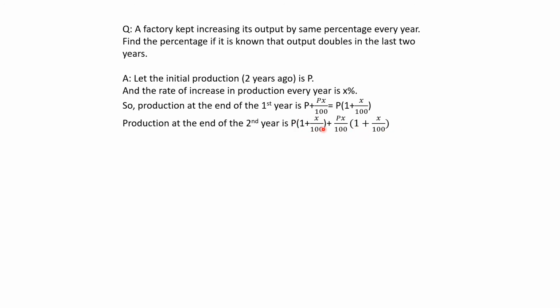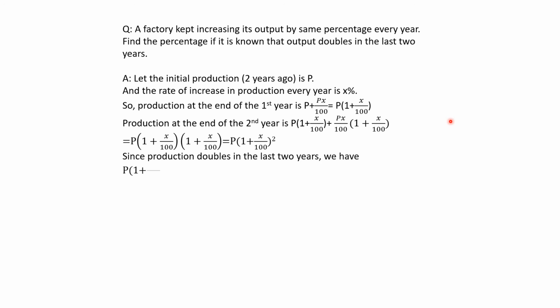This is the production at the end of the first year, and this is the percentage increase of the production of the second year. That means first year end. So we can write it as P whole into 1 plus X by 100 into 1 plus X by 100, or it is P whole into 1 plus X by 100 to the power 2. Now, since the production doubles in the last 2 years, we have P whole into 1 plus X by 100 to the power 2 equals to 2P.